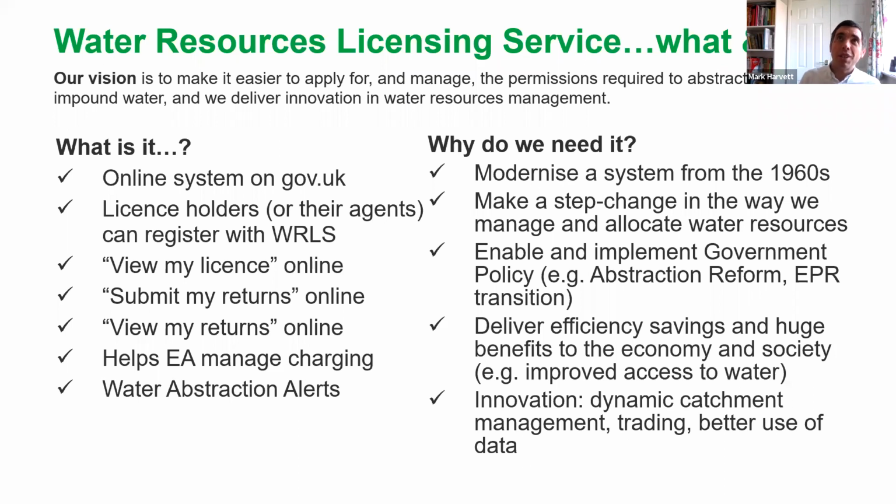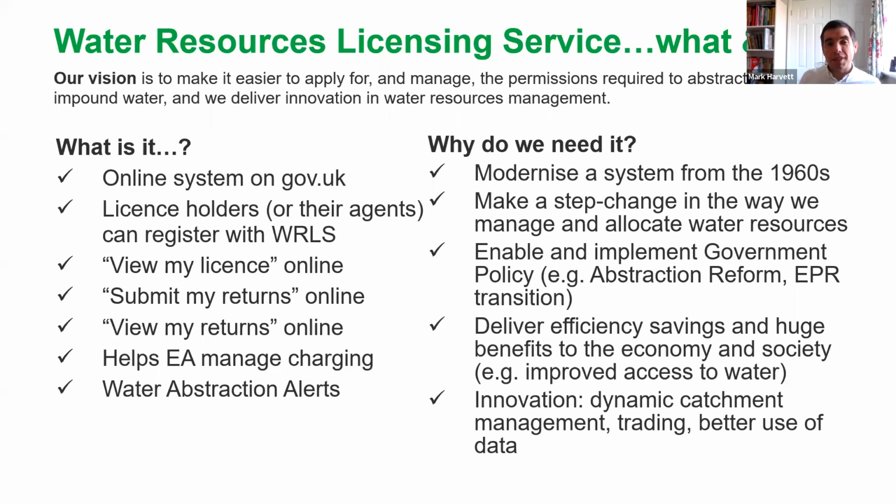We've heard snippets of this already: we're operating a system that started in the 1960s. So we need to modernise, make a step change in the way we manage and allocate water. We've heard about the Abstraction Plan and environmental permitting regulations, so we need to enable and implement that government policy. And it just makes us more efficient as well.